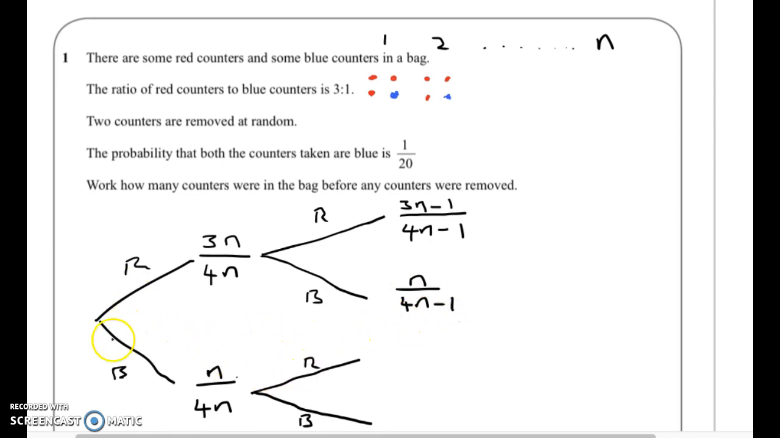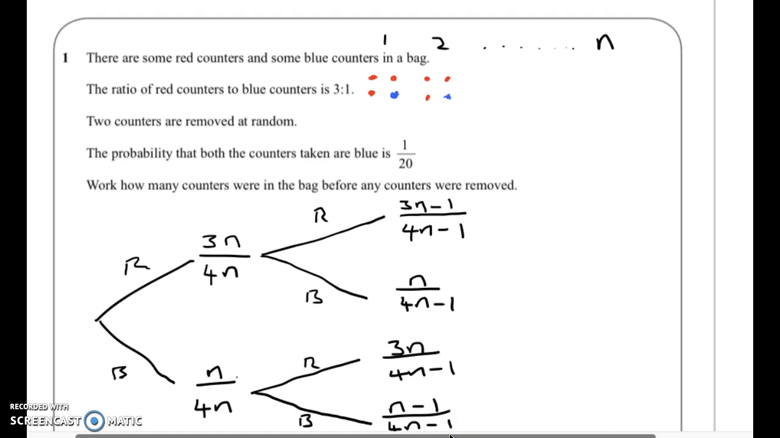But in here, let's pretend we picked a blue and then we pick a red. This is the first time we're going to pick a red, so there's still 3n reds in there out of 4n minus 1. Denominators are always the same at each stage of this tree. But then if we pick a blue and we pick another blue, there's going to be 1 less blue to pick from. So it's n minus 1 over, you got it, 4n minus 1.